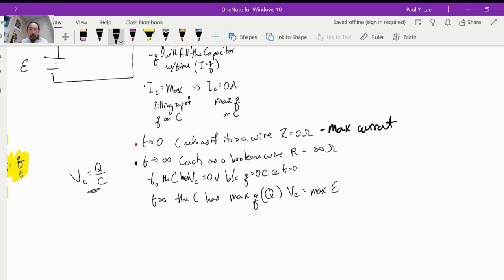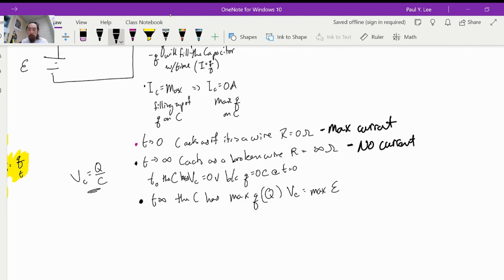Okay, and at time infinity, the capacitor acts as a broken wire, so R is equal to infinity ohms, and so we have no currents. Right, so we want to prove this, and also if we are at time of 0, that means the capacitor is fully charged. Okay, so now we're talking about this down here.